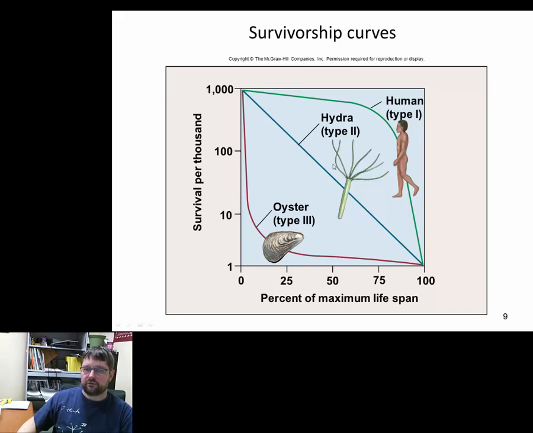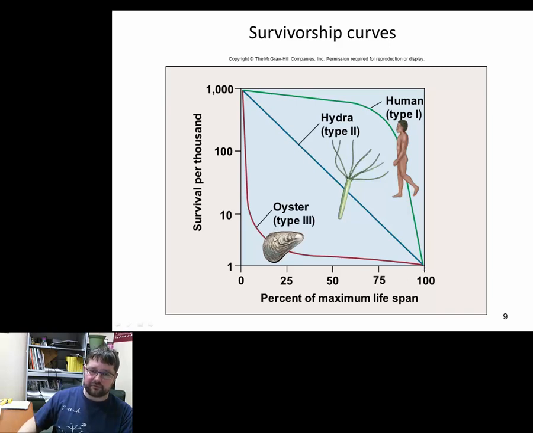Okay? Hydra, which are an aquatic cnidarian, it looks like a jellyfish that's upside down. They're type 2, so it's pretty much equal across their entire lifespan. Other things like birds have a very similar type 2. Most birds have a type 2. So if you're a robin, you might lay 4 eggs. 2 of them survive. Those 2 individuals pretty much have the same survivorship every single year until they reach their maximum age, and then they die.